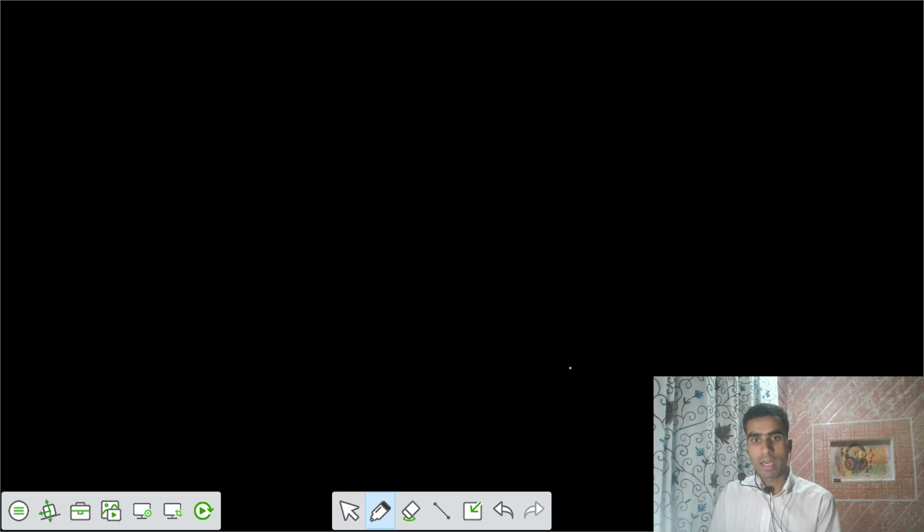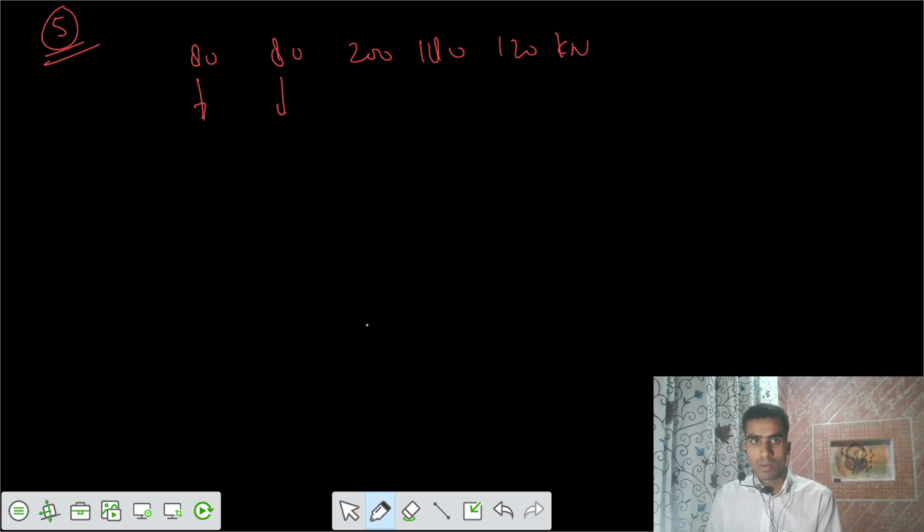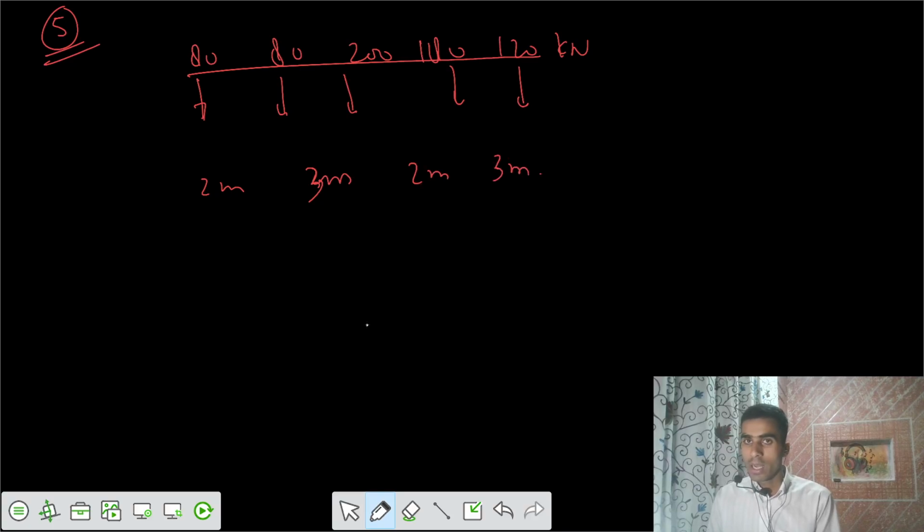So this is the problem that we have: a train of 5 wheel loads. They are 80, 80, 200, 180, 120 kilonewton, acting in this way. And the spacing is 2 meter, 2 meter, 3 meter, 2 meter, 3 meter as shown. They are moving in left to right direction.